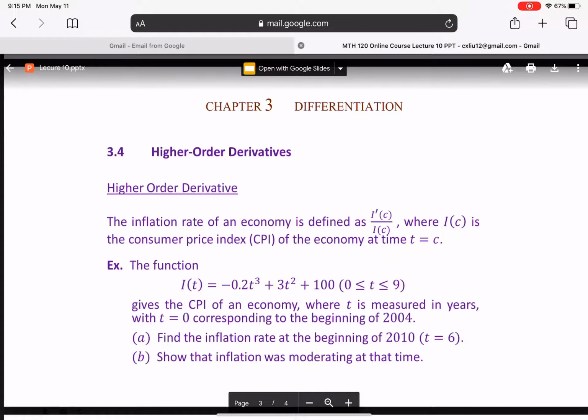There are two questions. Question A, we need to find the inflation rate at the beginning of 2010, which is t equal to 6. And question B, show that the inflation was moderating at that time. So according to the definition of the inflation rate, in question A, we just take the derivative of I of t and divide it by I and plug in 6 for t.